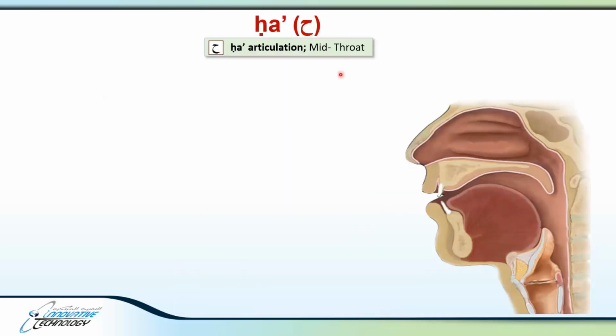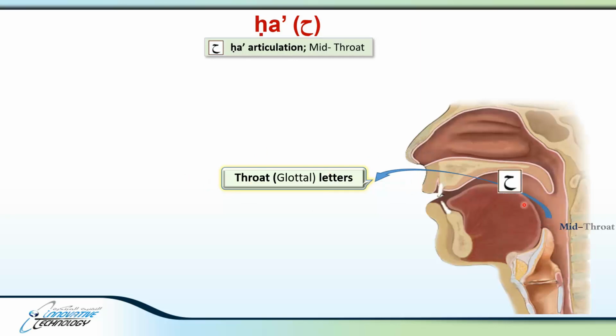Let's concentrate on the Ha articulation. The Ha articulates from the mid-throat. This is the throat area, and the letters articulating at the throat are called throat letters or glottal letters. From the mid-throat comes the Ha. From just below it, the lower throat, comes the other ha. So that ha articulates at the lower throat. And above the Ha, at the upper throat, articulates the Kha. So Ha from the mid-throat, ha from the lower throat, Kha from the upper throat.